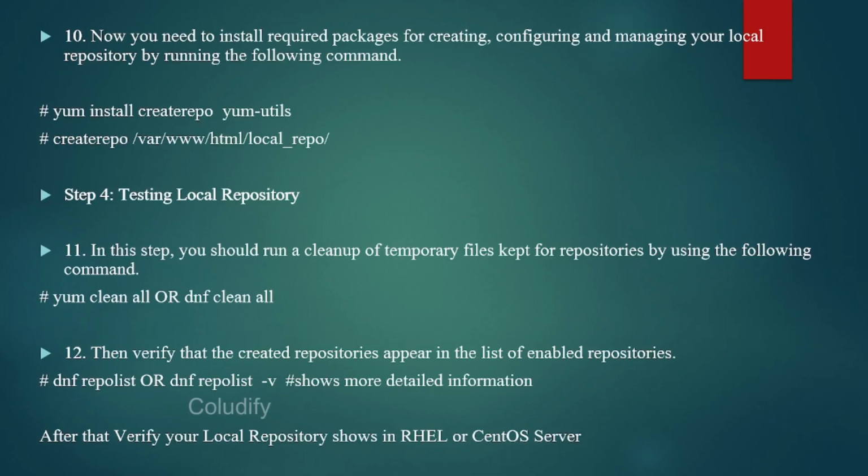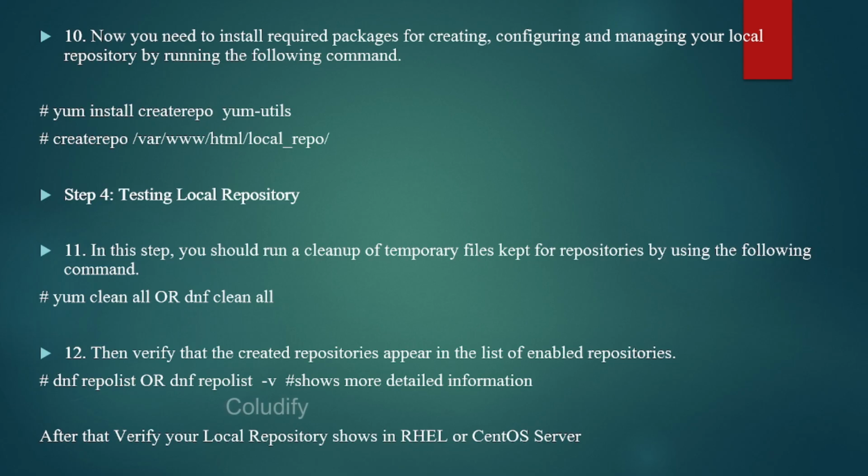Then after saving the file, we have to create a repo with the help of the createrepo command. For that, we need to install the createrepo and yum-utils packages with the help of yum install createrepo yum-utils. After that, create a repo with the createrepo command on /var/www/html/local_repo. This is the Nginx root directory. Once we create a repo, we check or test our local repository.